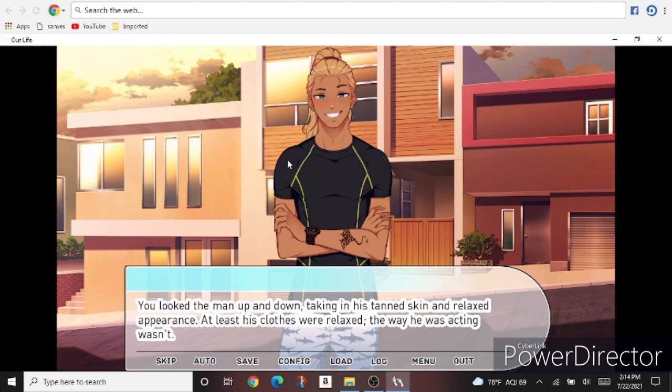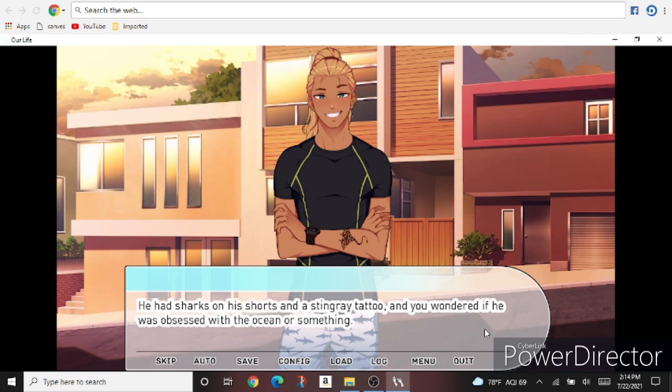Okay, let's take him in. Blonde hair, blue eyes, smile. He looks like a surfer dude. He has sharks on his pants and a tattoo on his arm. He's obsessed with water or surfing at the very least. Look at that watch. That is a waterproof smartwatch. I know because my parents had some. He had sharks on his shorts and a stingray tattoo, and you wondered if he was obsessed with the ocean.